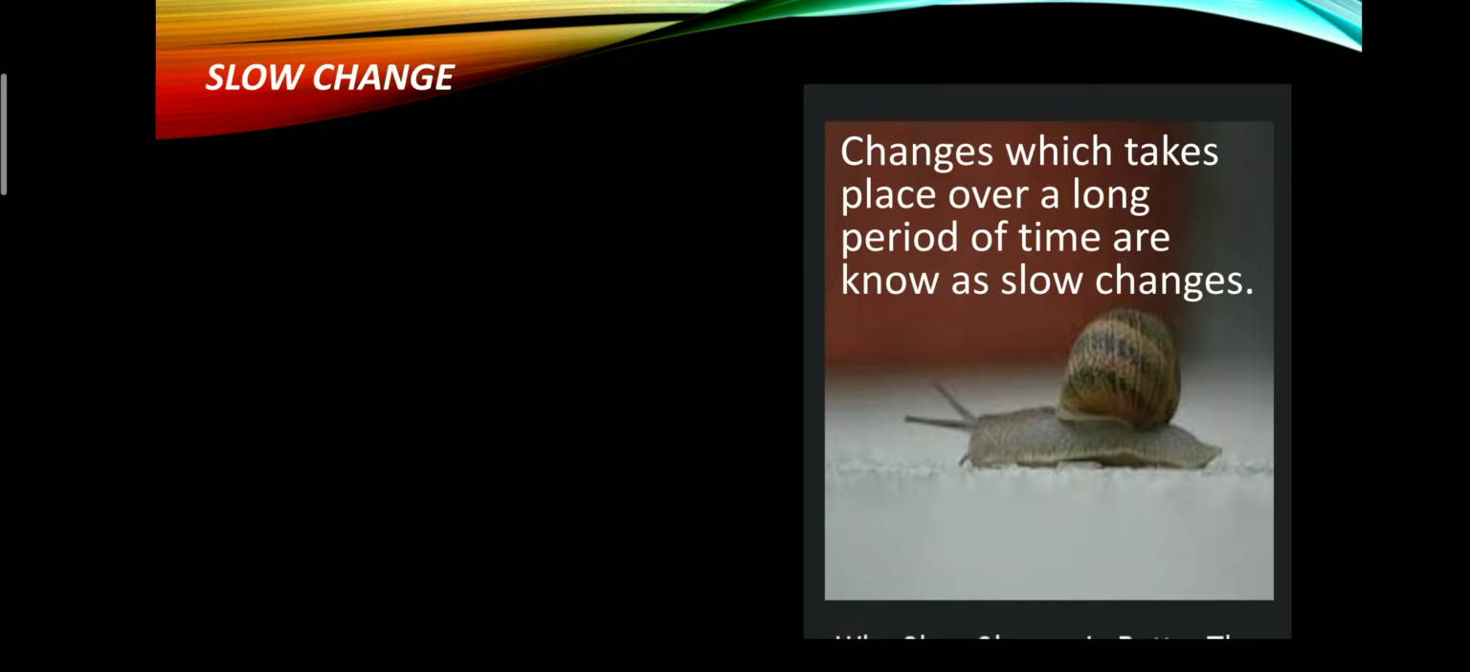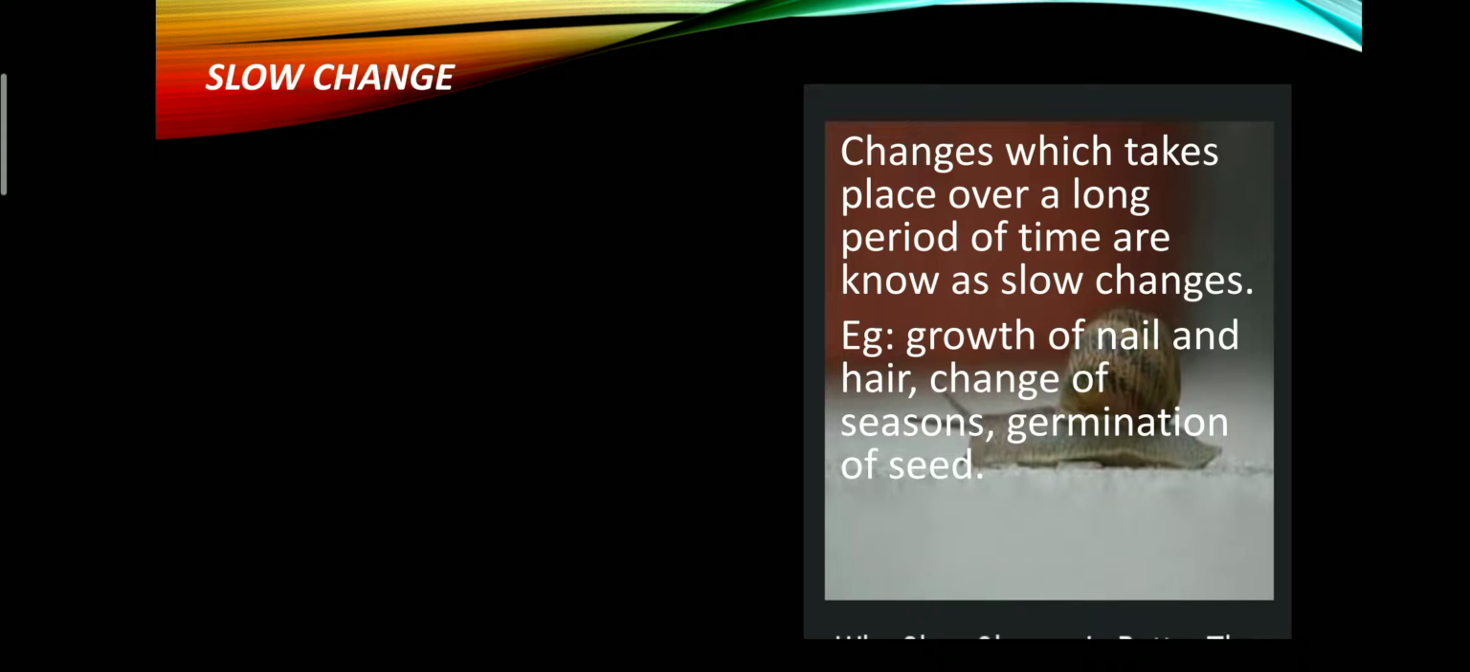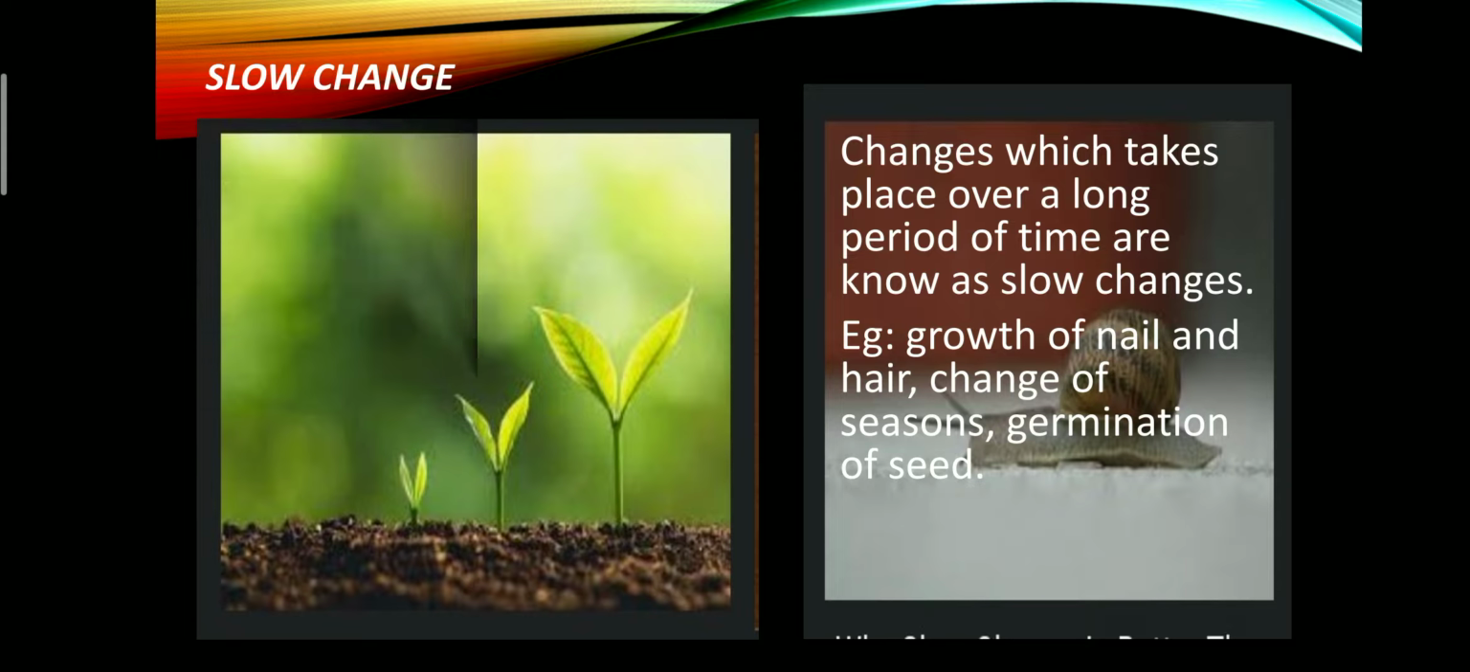Any change which takes place over a long period of time, we'll call a slow change. Examples: growth of nails, growth of plants, growth of animals and human beings, or change of seasons. All those are slow changes. It takes place over a year, or over a week. It takes a long time. That kind of change we'll call a slow change.